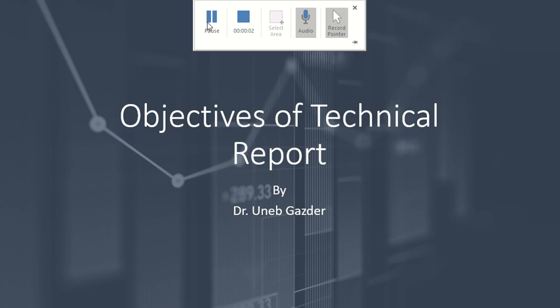Last time we were talking about general guidelines for technical reports. We talked about some points: what makes a good report. We looked at some of the common sections which you normally find in a report: table of contents, title page, abstract, references, and so on.